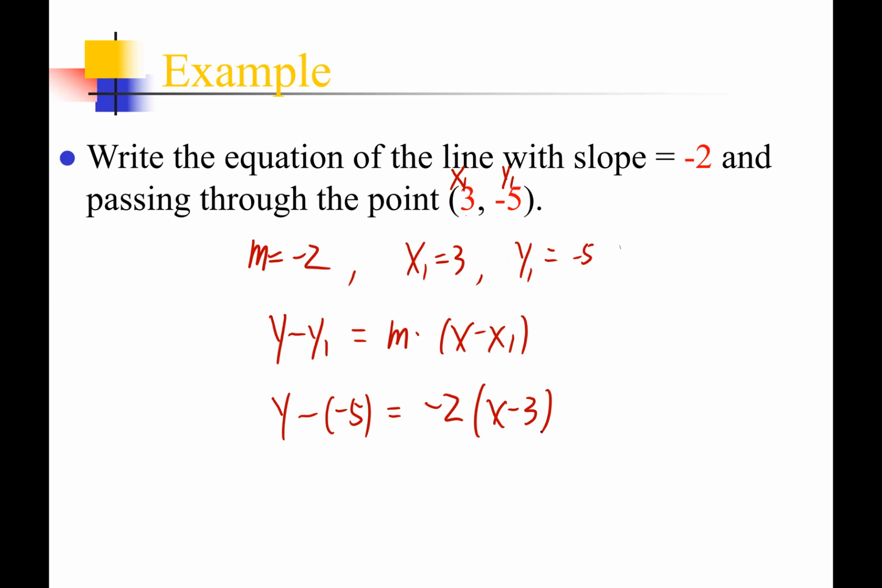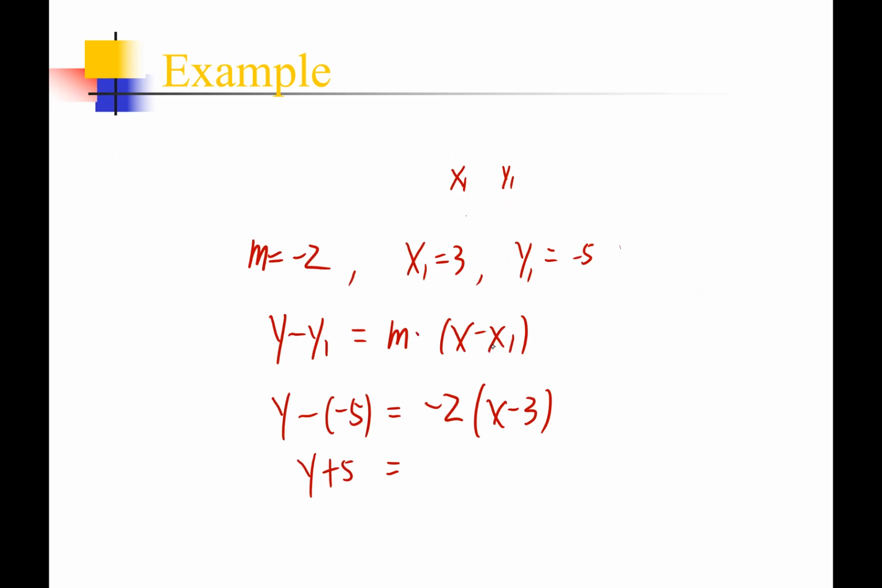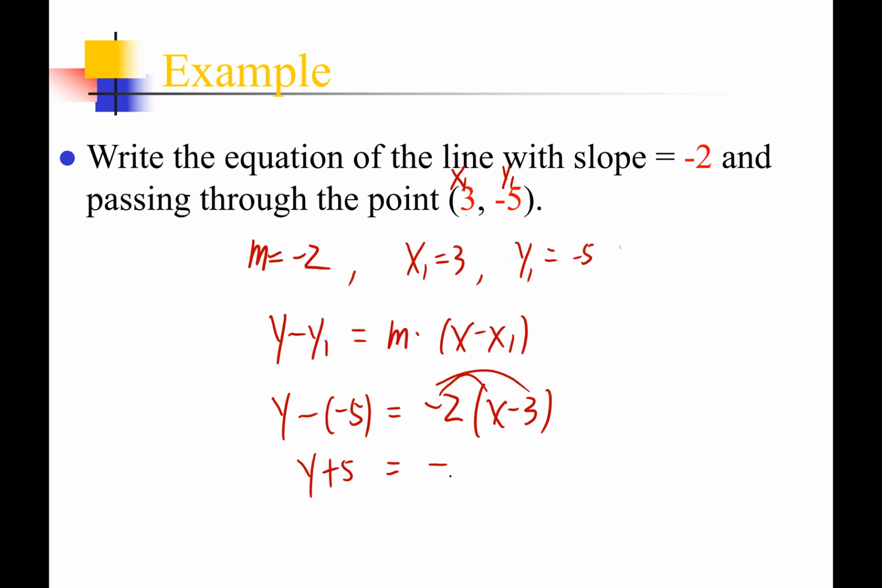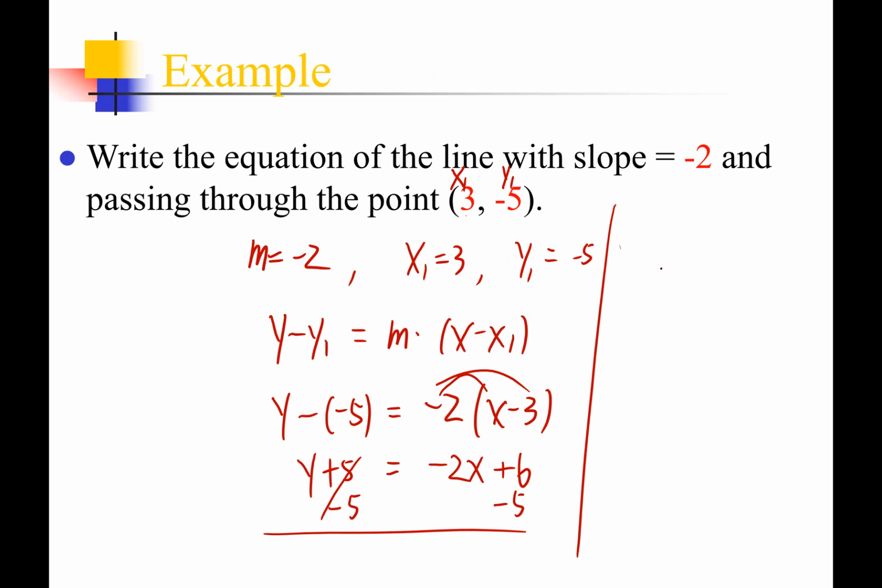Now simplify, right? The two negatives turn into a positive, y plus 5 on the left. On the right, you distribute. You get -2x plus 6. Now from there, subtract 5 from both sides of the equation to get to the final solution. So eventually we end up with y equals -2x plus 1. Here the slope is -2, the y-intercept is 1.